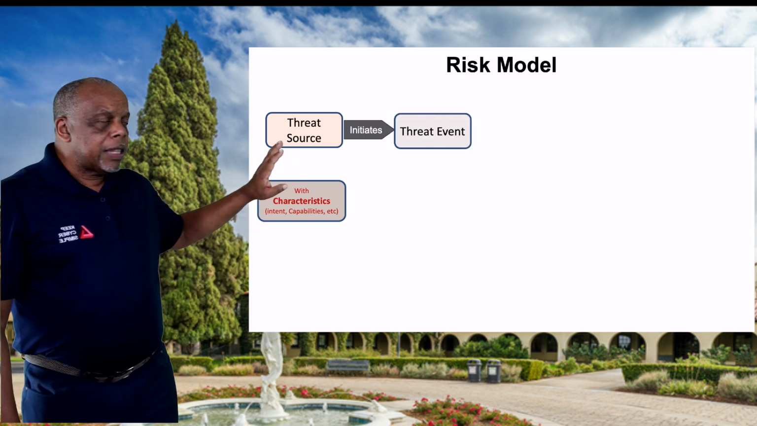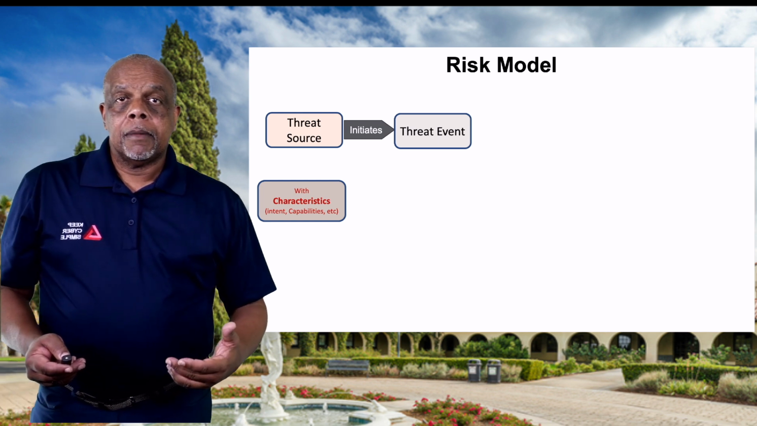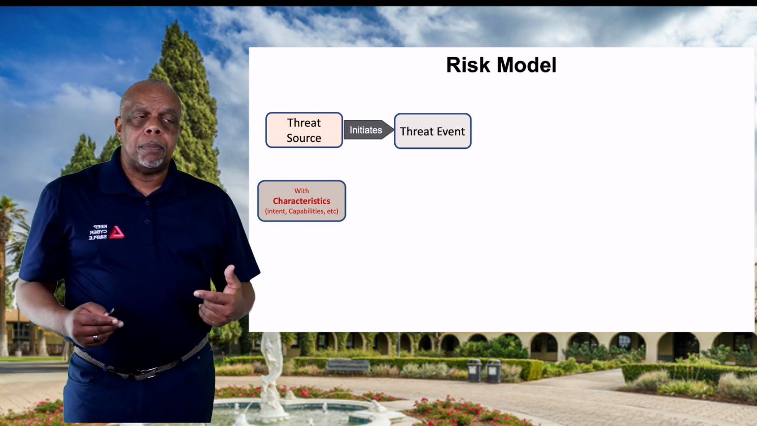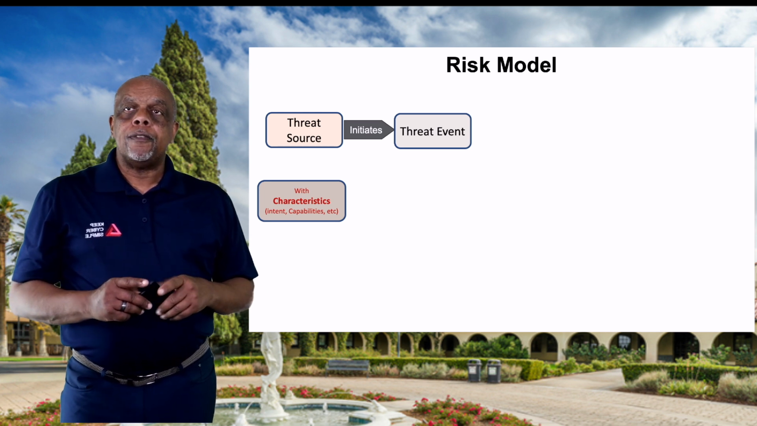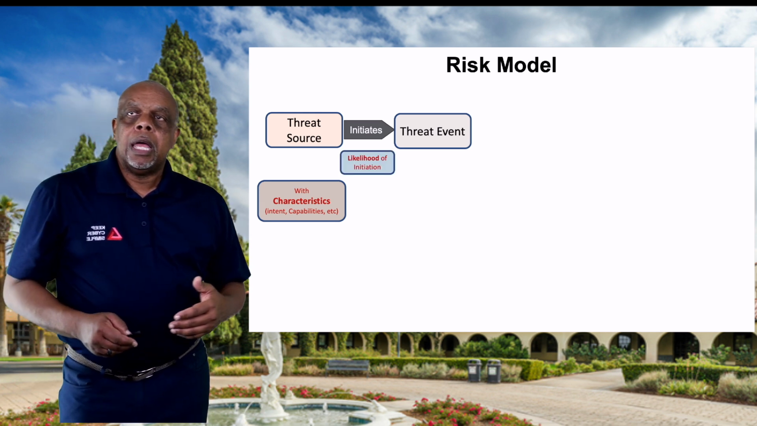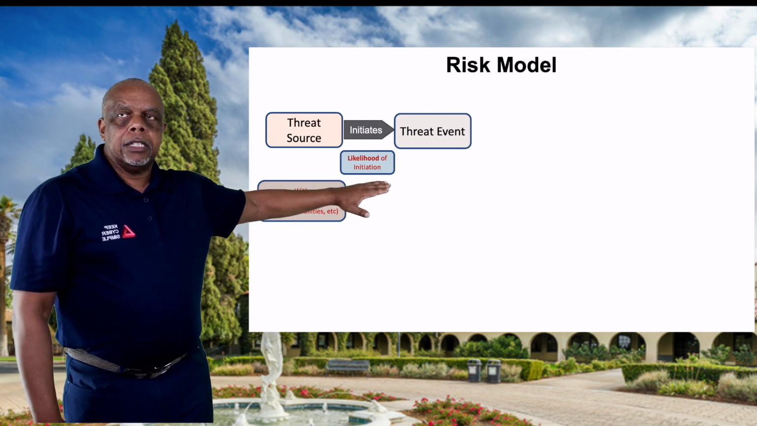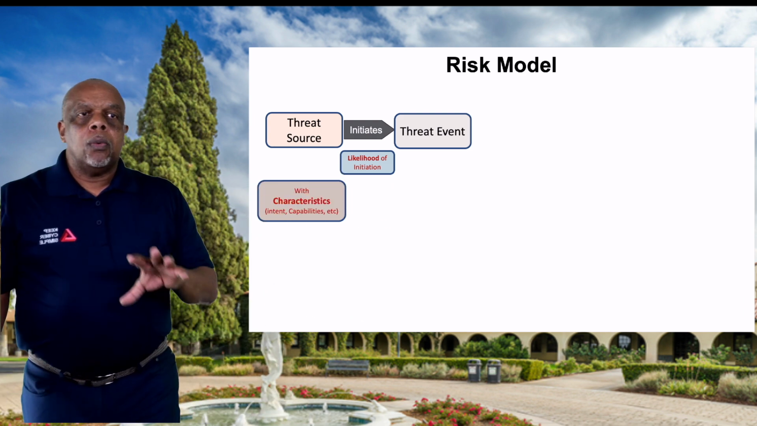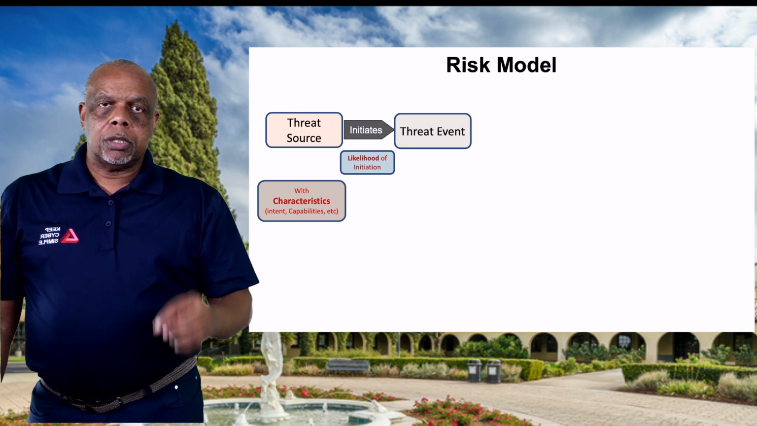So that threat source will then initiate some type of threat event. Meaning that, okay, I'm an insider threat, so at some point I'm going to initiate a threat event. I'm going to try to do privilege escalation or something of that nature. Now, the key word to all of this, though, is likelihood. With respect to this risk model, likelihood is where the money is made or lost.